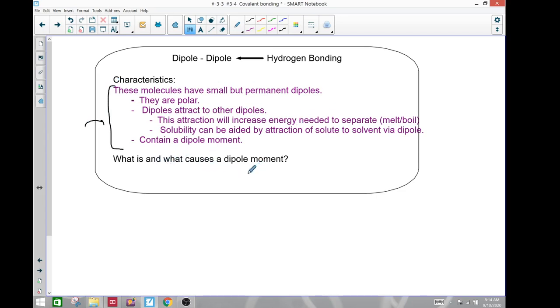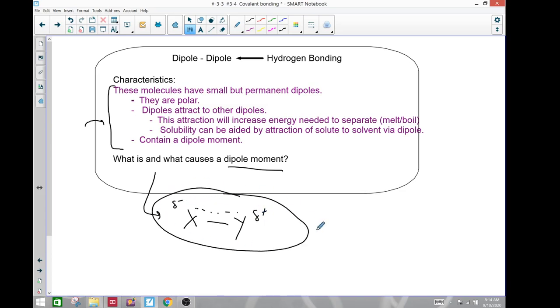What is and what causes a dipole moment? Make sure you're aware that anytime you have two atoms that do not have the same electronegativity, meaning they're not the same atom, there's going to be an electronegativity difference. Anytime you have an electronegativity difference, you're going to have a dipole moment. The larger the dipole moment, the more electronegativity difference, the larger your partial charges might be, and the more you're going to be able to attract to another one of these guys. Sometimes they refer to this as a dipole moment. It's a difference of charge essentially.